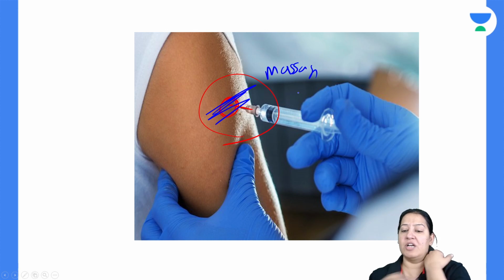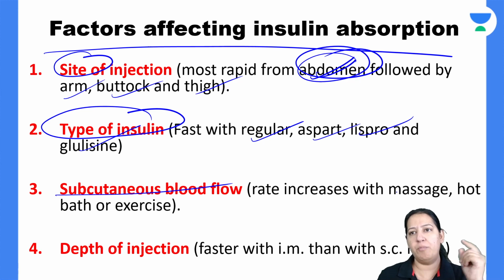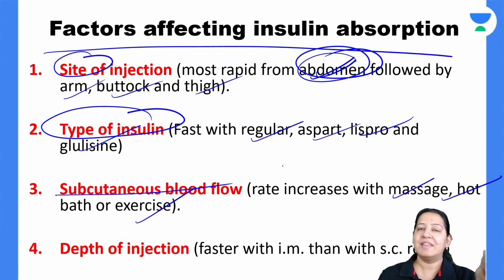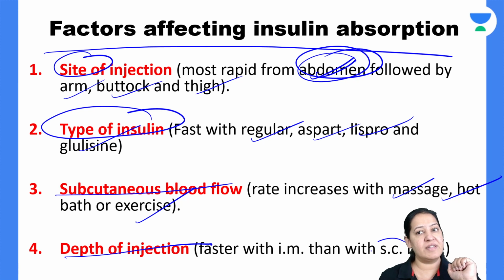Head with the hand, do a massage to increase the blood flow, by massage or hot bath or exercise. Then give the injection, so absorption will be fast. And depth of injection: you have to give it subcutaneous. You don't have to give IM, intramuscular.